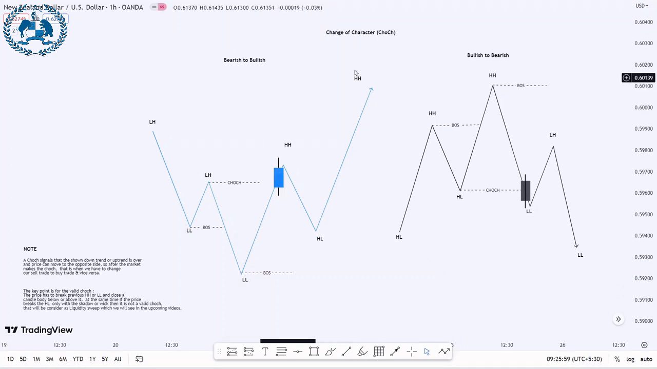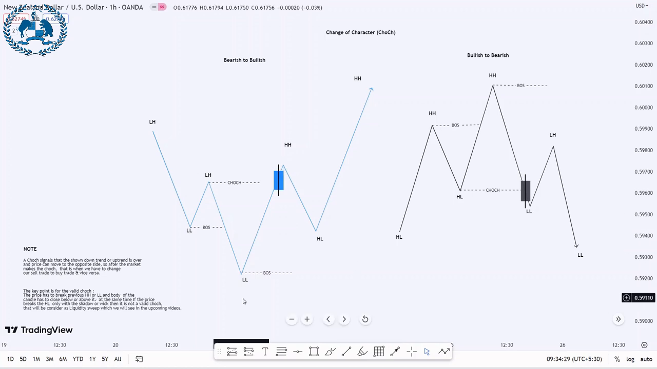Here, bearish to bullish and bullish to bearish, where and when, under which condition we have to mark our CHOCH. So here I have given the note that a CHOCH signals that the shown downtrend or uptrend is over and price can move to the opposite side. So after the market makes the CHOCH, that is when we have to change our sell trade to buy trade and vice versa. Here this is a bearish trend, we will be looking for selling, and here it is a bullish trend, here we will be looking for our buy trade.